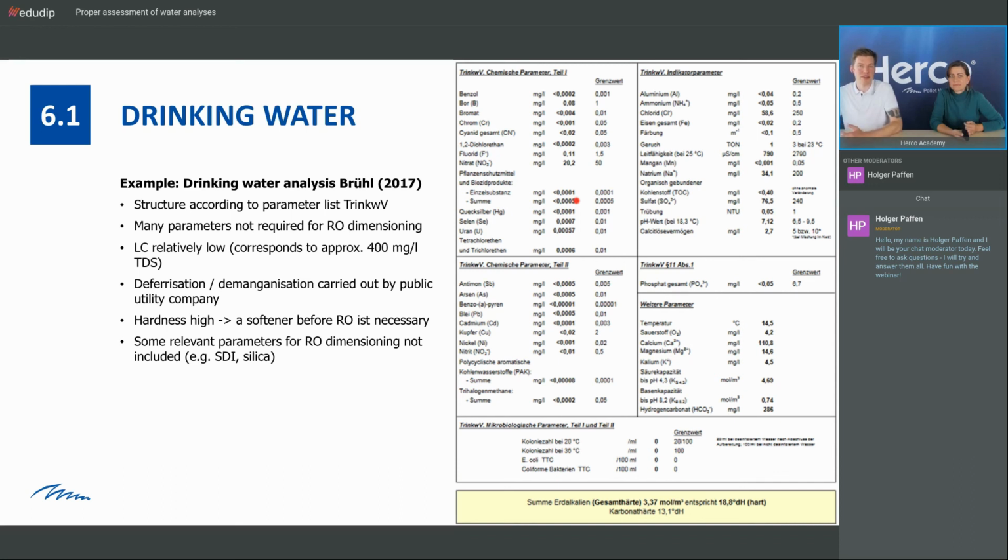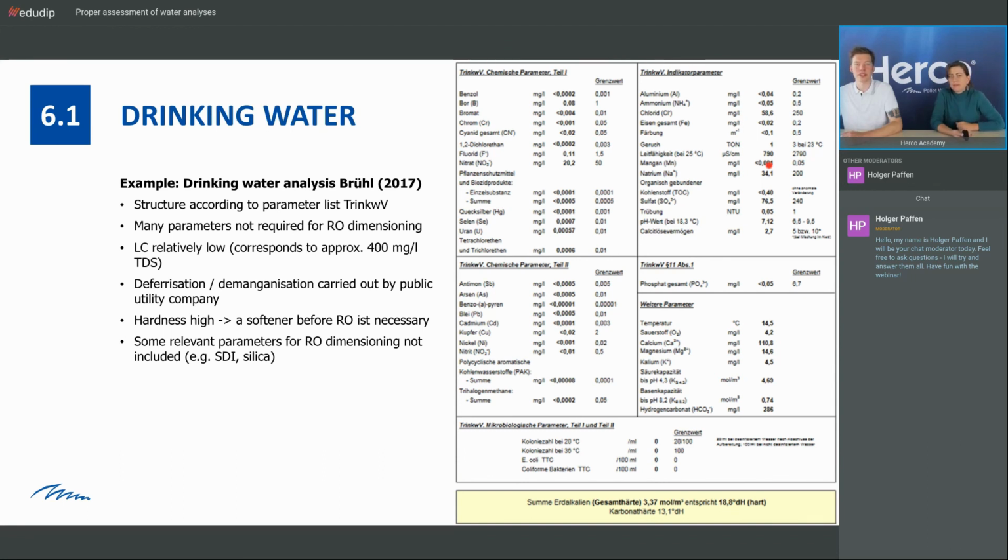And as said before, many parameters are not required for the reverse osmosis dimensioning. So the electrical conductivity is relatively low and corresponds to approximately 400 milligrams per liter. So this is what we see here, 790 exactly. So we use this value of 0.5 to convert.